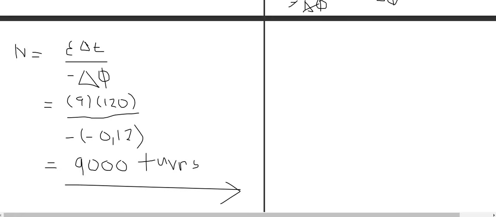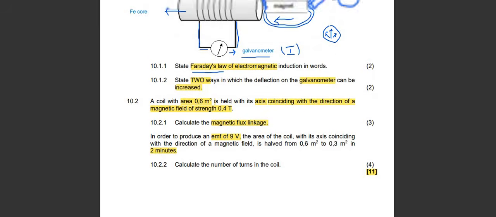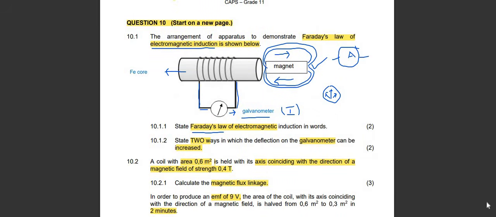I think this is actually the last question. Yep. And if you had solved this question correctly, you would get your full marks, which was 11 for that question.